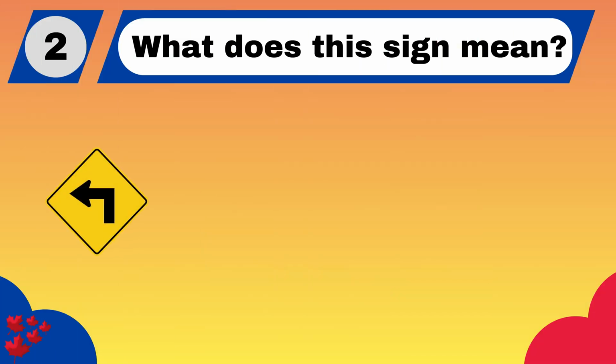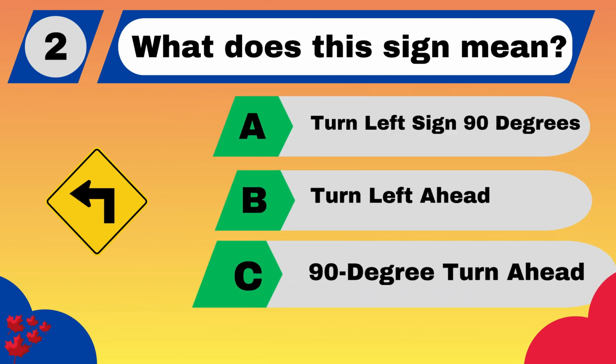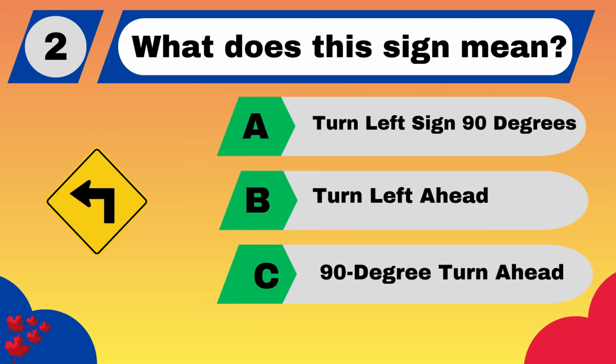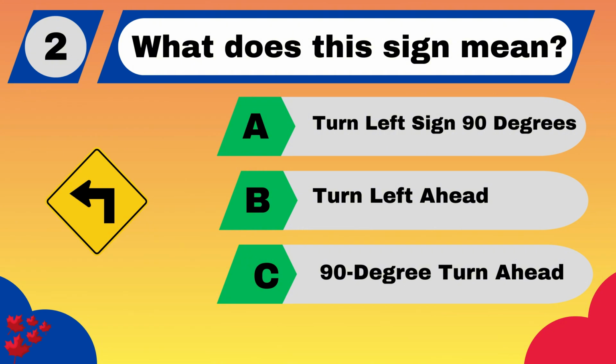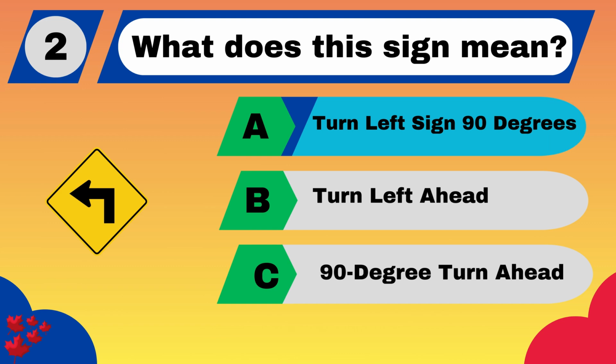Question 2. What does this road sign mean? A. Turn left sign 90 degrees. B. Turn left ahead. C. 90-degree turn ahead. That's correct. A. This sign marks a 90-degree left turn.